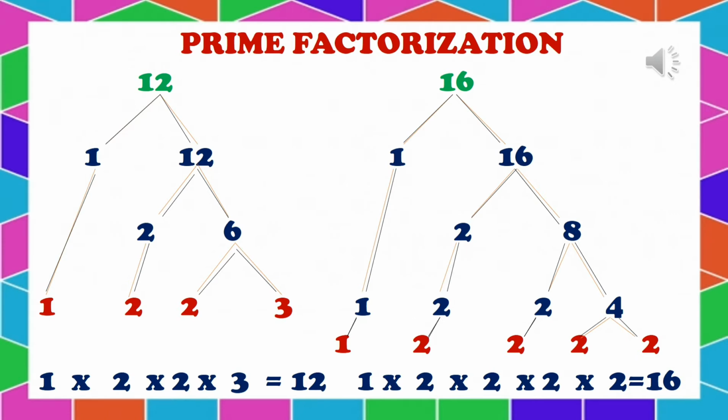So we now have the prime factors of the number. We have 1, and how many 2s do we have? We have four. All these prime numbers are multiplied to check whether we get 16. 1 times 2 is 2, times 2 is 4, times 2 is 8, times 2 is 16. So these are the prime factors of 16.